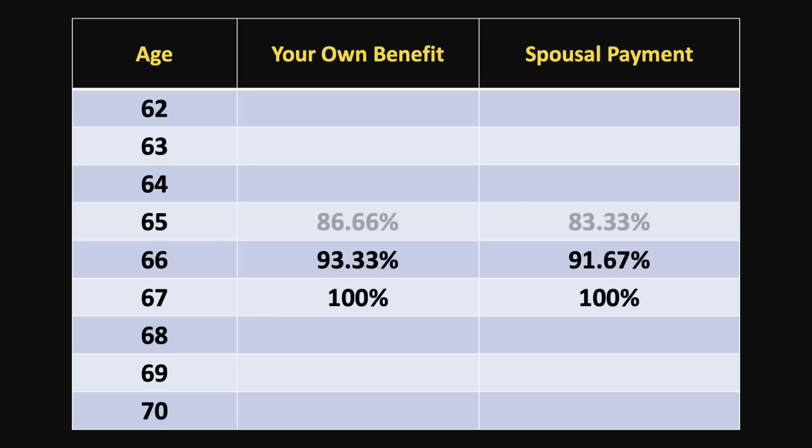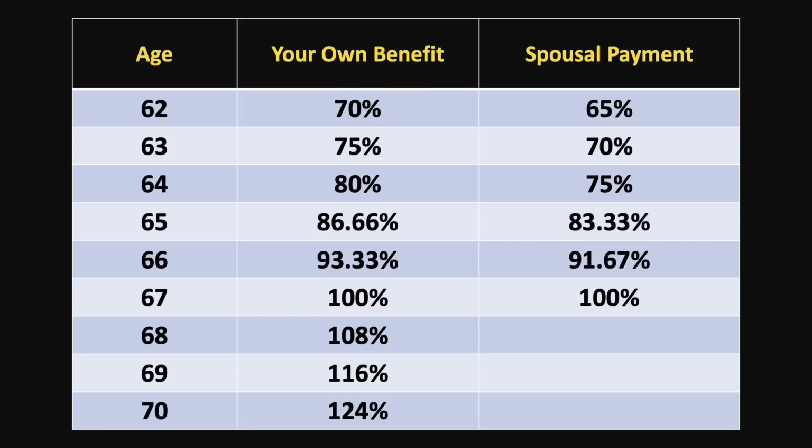At 65, it would be 86 2/3 of your benefit and 83 1/3 of your spousal amount. You can see that the difference in reductions between your benefit and the spousal benefit continue to widen all the way back until the earliest age of filing, which is age 62. The other notable part of the difference is that your own benefit will increase if you delay filing, but your spousal payment will not increase.